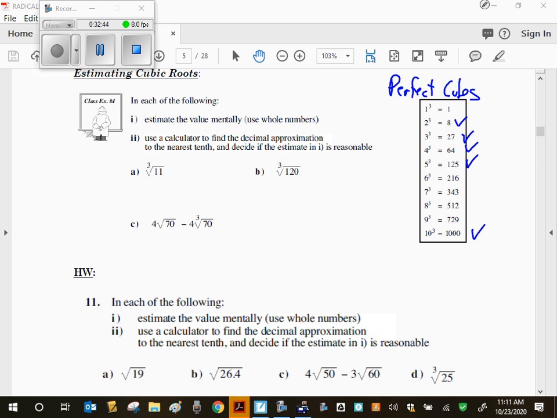Okay, so again, wave equal signs. We're just going to estimate this. We're not going to use a calculator. 11 is closest to what number? 8. Right here, 8. And then you got to know what number times itself 3 times equals 8. Everybody? 2. It says right here. 2 times 2 times 2 equals 8. So go ahead and do B, and we'll do C together. You're welcome to try C ahead of us if you want, but do B, pretty much the same thing as A.